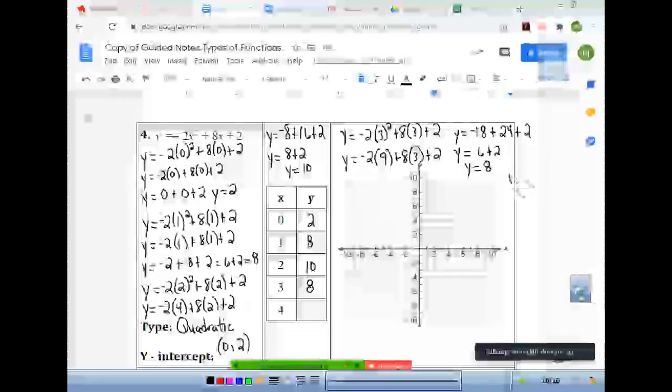And last one is 4. Anybody want to take a guess of what they think it's going to be? Think it's going to be 2? I think I might agree with you on that one.